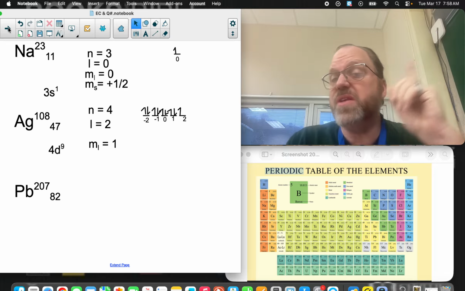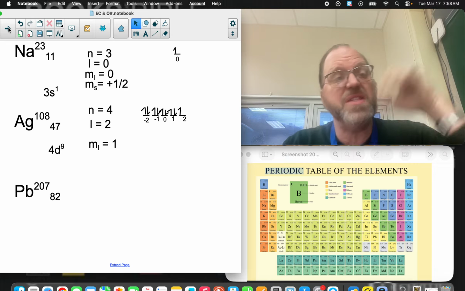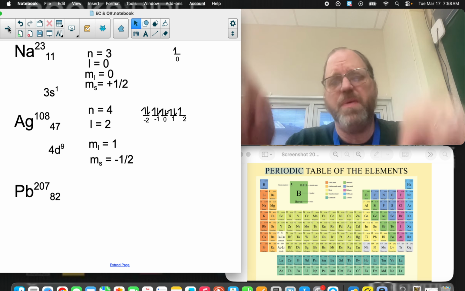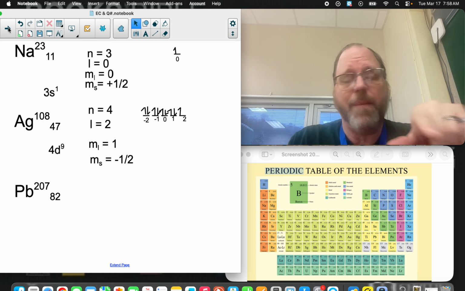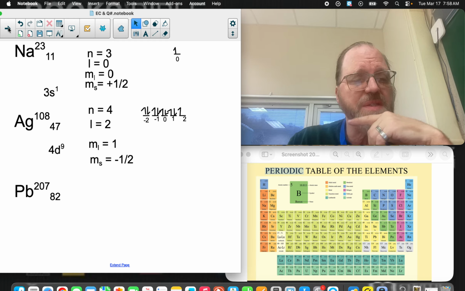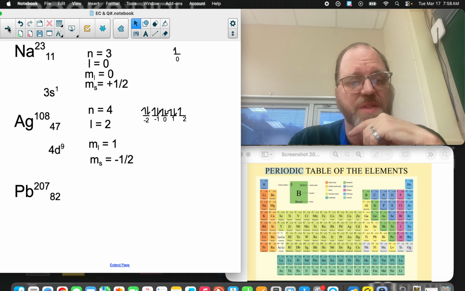And is it the first one in or the second one? It's the second one in. He's on his head, he's not happy. Negative 1/2 for M sub S. It has to do with the orientation of the spin. All right, the last one we did, for lead, 6p2: 6, 1, 0, plus 1/2.